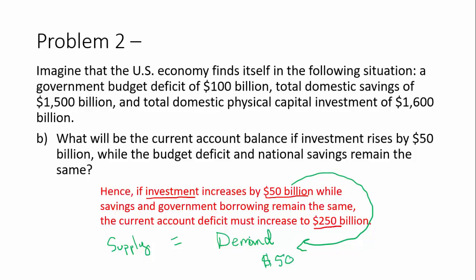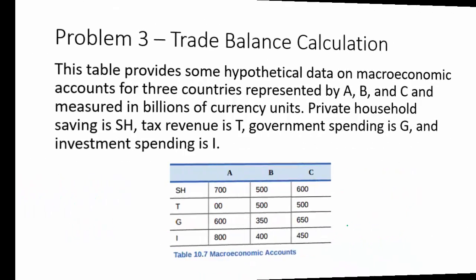The demand side is made up of the government budget deficit, and it's made up of investment. So investment is part of the demand side. If this increases by 50 billion and everything else remains the same, then our trade deficit on this side is going to go up 50 billion as well. It was 200, and we add 50 billion to that, and that gives us 250 billion dollars. So that's where we get our answer there.